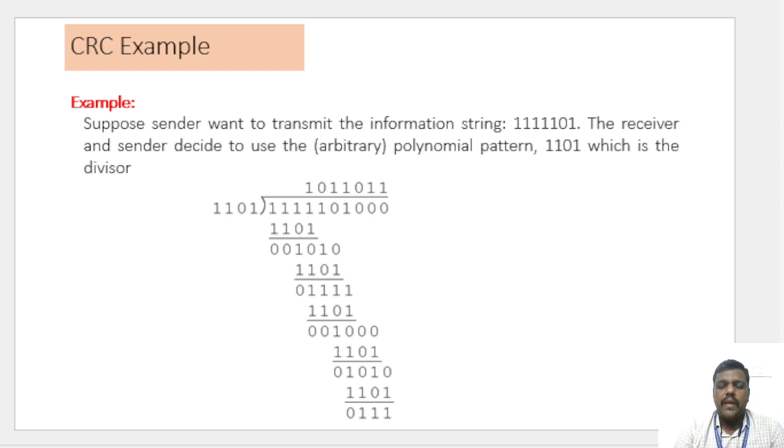So we learned that CRC mainly uses the binary division method. With the original data we need to append some n number of zeros. The n can be calculated from the divisor polynomial. Here the divisor polynomial has 4 bits, so we add 4 minus 1, that is 3 zeros. We perform binary division and get a remainder of 111. This we call the CRC bits, right?